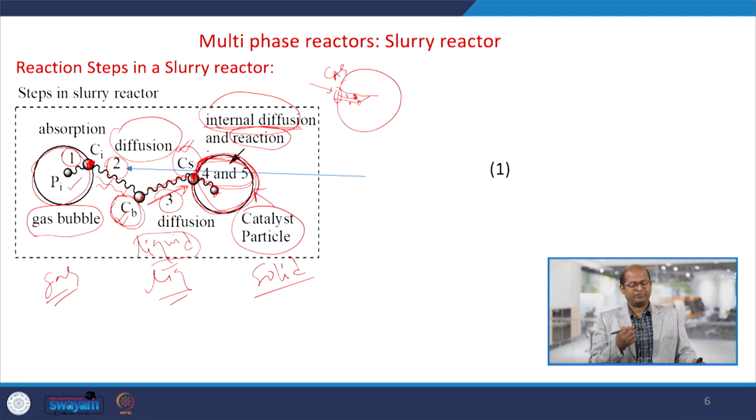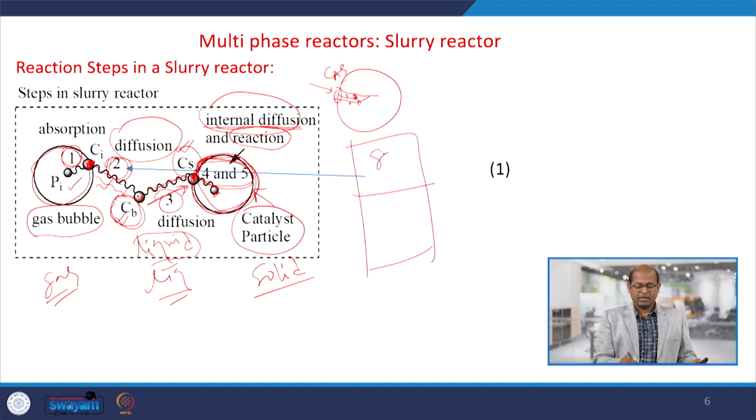5 steps are there and 5 resistances are there. This is resistance 1, the absorption resistance. Number 2 is the interface to bulk, meaning the reactant molecules come to the surface of the liquid. This is gas, this is liquid, and this is the interface point. So here gas molecules come in and then reach the bulk.